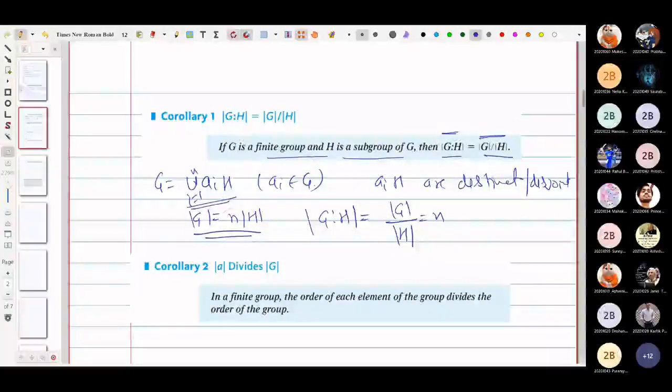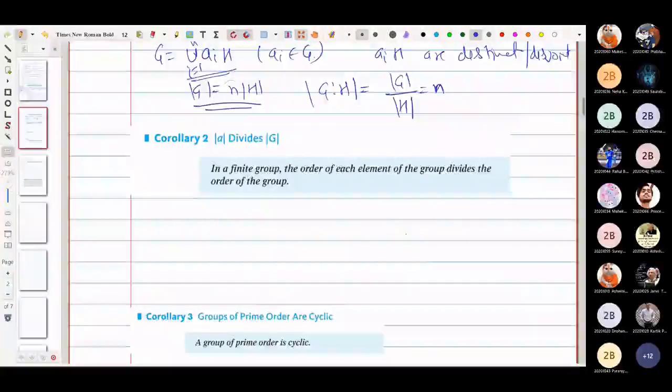Please do note, as I have already mentioned in the last theorem while proving it, that n is not the order of the group, but these are the elements we have selected for which we are getting distinct left or right cosets. So please do note that n is not the order of the group. The next corollary to that theorem is that the order of a divides the order of G.